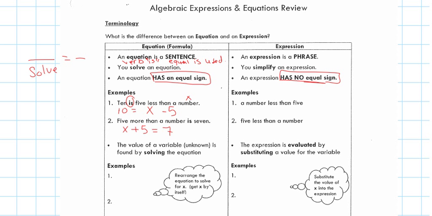With subtraction, it's not the same thing. 5 minus x is not the same thing as x minus 5. So the number always goes before. It depends on the sentence that they give you.